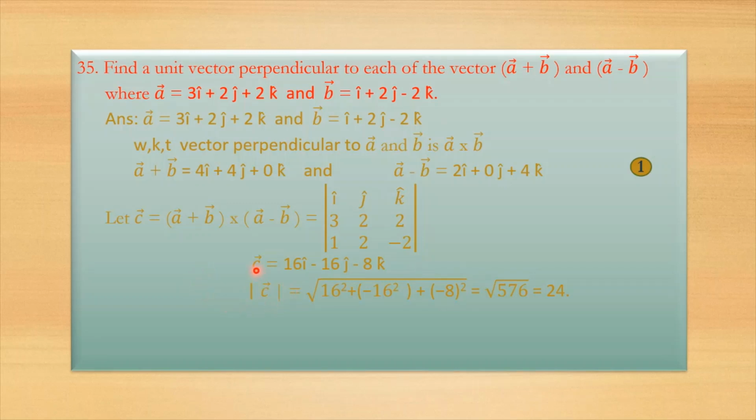So let me find the unit vector, that is c cap, which is nothing but vector c divided by the magnitude of vector c, equal to plus or minus, because keep in mind that it is perpendicular to a plus b and a minus b. We don't know in which direction it is. It may go in the upper direction or in the down direction. So you need to write plus or minus. After finally simplifying, we'll be getting 2i minus 2j minus k divided by 3. This is the required unit vector which is perpendicular to a plus b as well as a minus b, which carries one more mark.